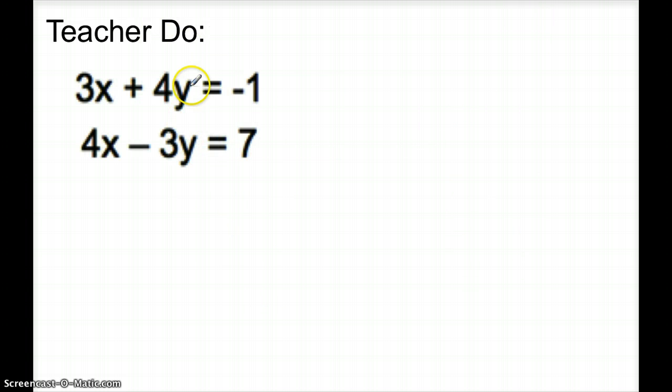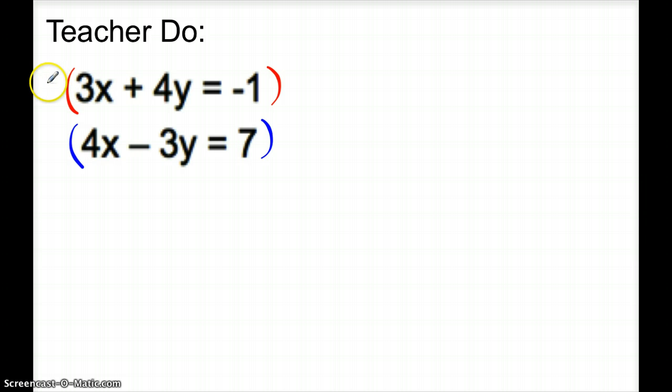Okay, so again, when I look at them, make sure they match: x, x, y, y, good, equal, equal, 7 and 1, wonderful. Problem is, I can't make a 3 into 4 or a 4 into a 3. These are opposites, which is pretty good, but again, I can't make a 4 into a 3 or a 3 into 4. So I need to find out something that will cancel. I'm going to change this equation, and I have to change this equation. I have to change them both.